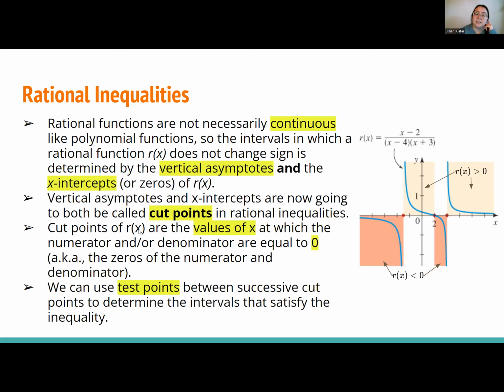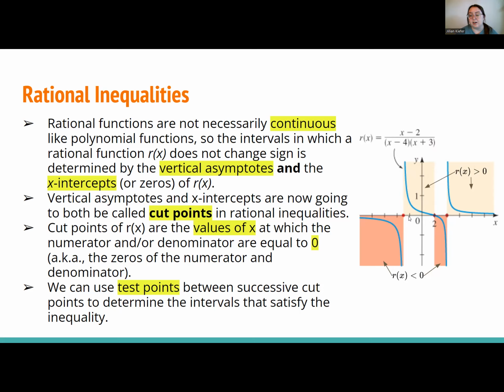So we're going to say that vertical asymptotes and x-intercepts are now going to be called cut points. So instead of just saying zeros, you'll say cut points, and cut points include zeros and vertical asymptotes. If we look at our function here, r of x is equal to x minus 2 divided by x minus 4 times x plus 3. So here's our rational function. We see that there is a 0 when x is 2, so our function crosses the x-axis when x is equal to 2. But then we have vertical asymptotes at 4 and -3.